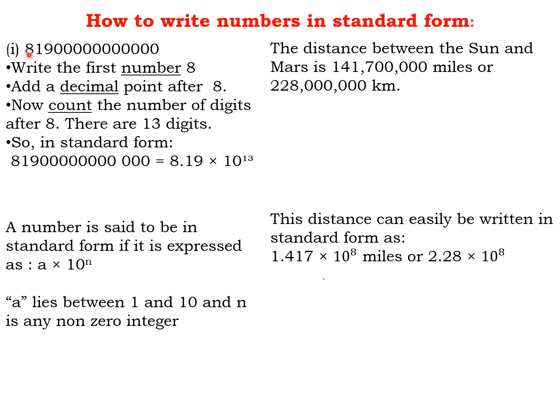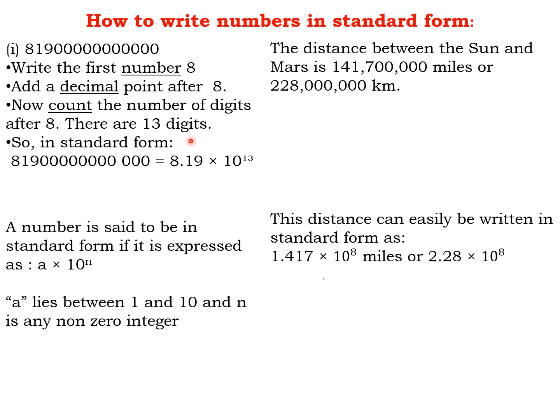The number given is 819 and 1, 2, 3, 4, 5, 6, 7, 8, 9, 10, 11 zeros. This is a very big number which is given to you, and you have to write it in standard form. What you will do? You will write the first number 8. Then add a decimal point after it. Very first digit you will write. After that you will put a decimal. Now count the number of digits after 8.